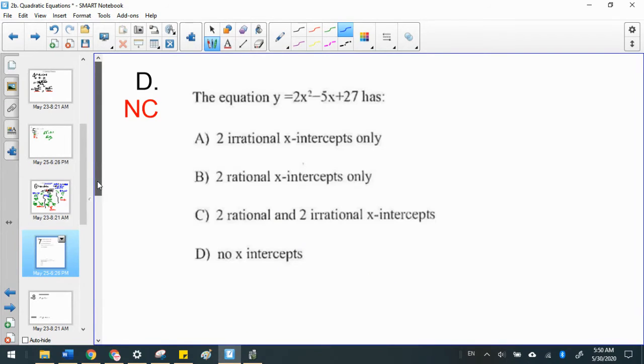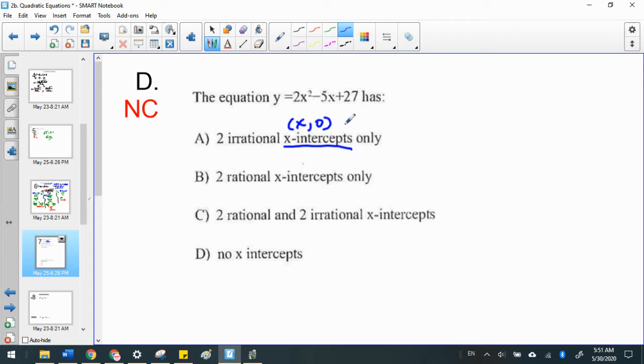So first one we have is question D right here. I have the equation y equals 2x squared minus 5x plus 27 has either 2 irrational x-intercepts only, 2 rational x-intercepts only, 2 rational, 2 irrational x-intercepts, or no x-intercepts. So first things first, we need to understand what x-intercepts mean. So x-intercept is the x value when the y value is 0.